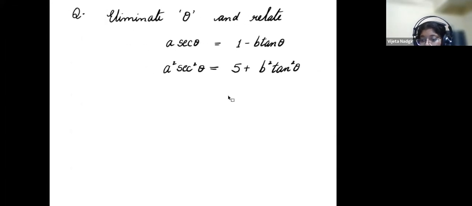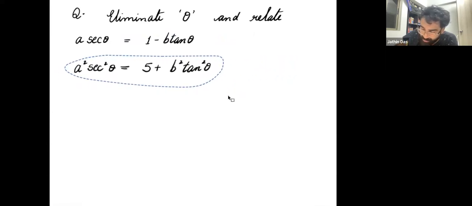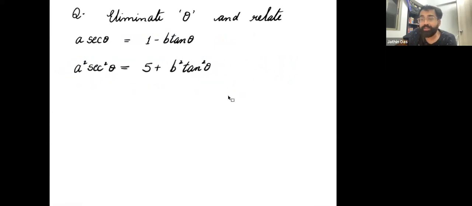You have to eliminate theta somehow. It's easy, nothing hard. But I can't remove that a or b. No. Eliminate theta means I should get an equation in a and b only. No trigonometric ratio should be involved. I should get an equation in a and b. That's it.